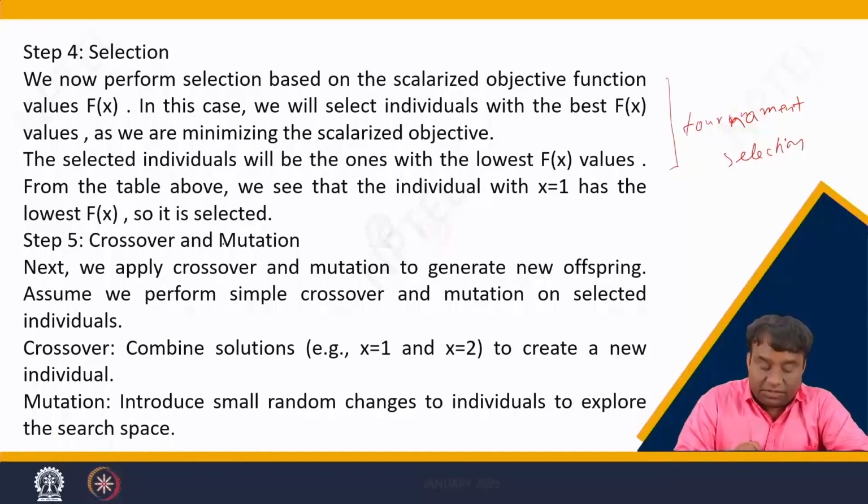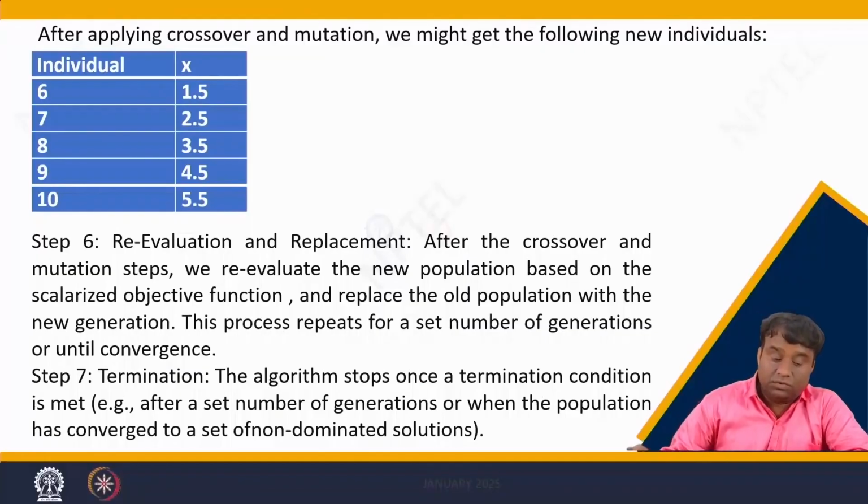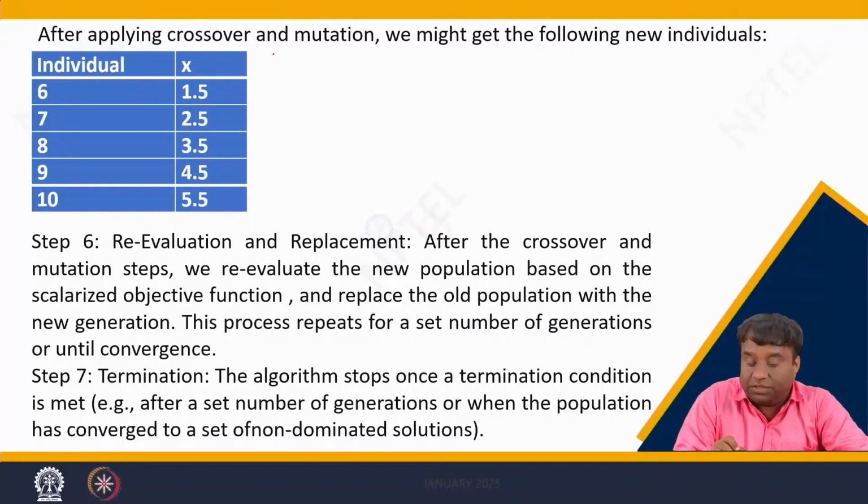Then crossover and mutation. Next, we apply crossover and mutation to generate new offspring. Assume we perform simple crossover and mutation on the selected individuals. In crossover, we combine solutions, for example, take x equal to 1 and x equal to 2 to create a new individual. Mutation introduces small random changes to individuals to explore the search space. So after applying crossover and mutation, we might get the following new individuals.